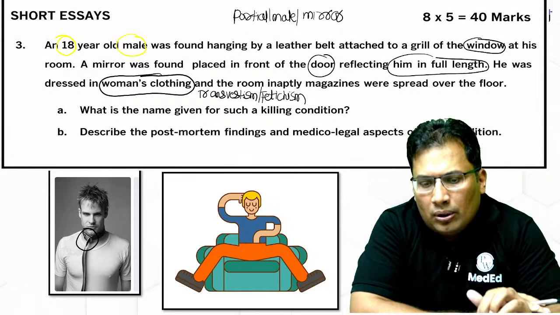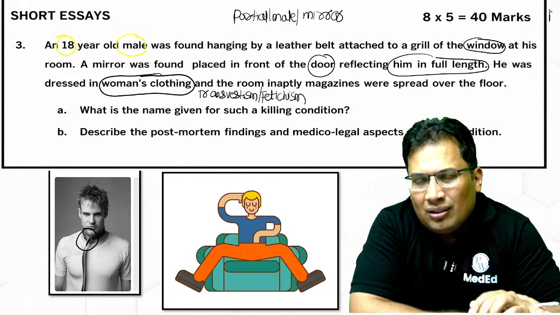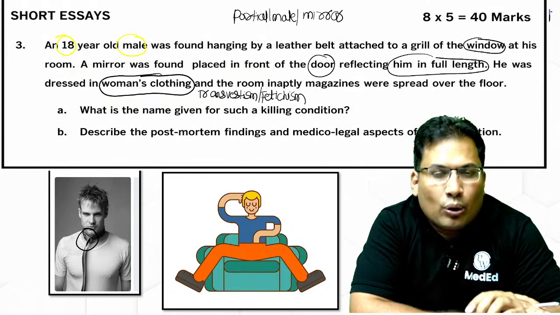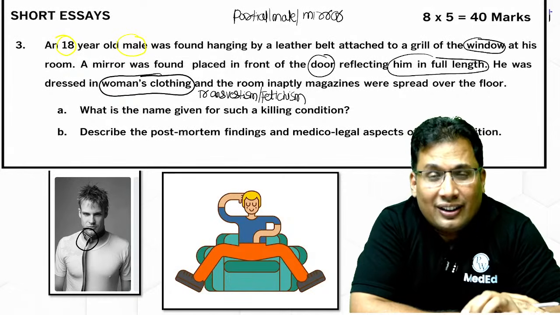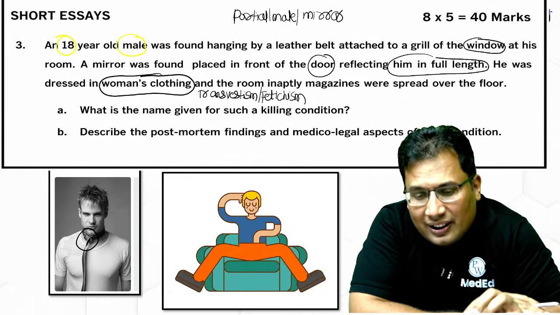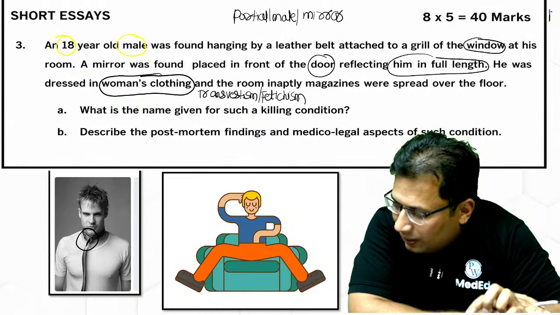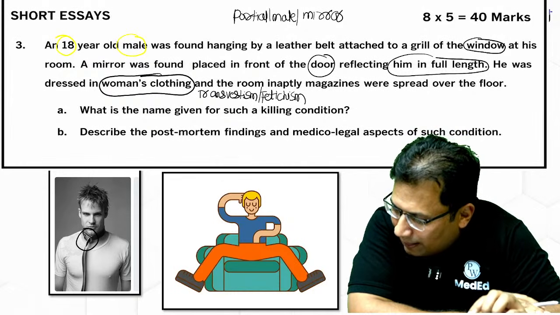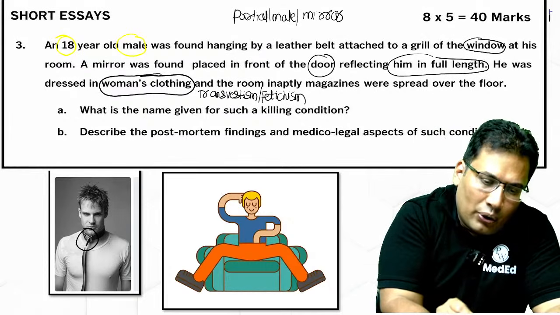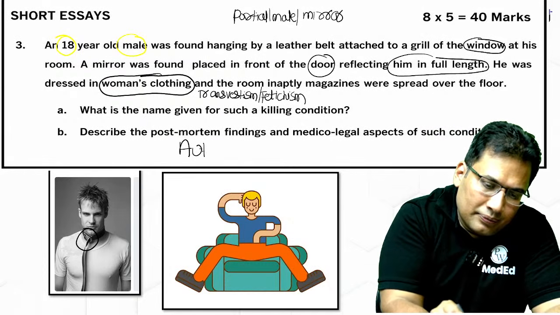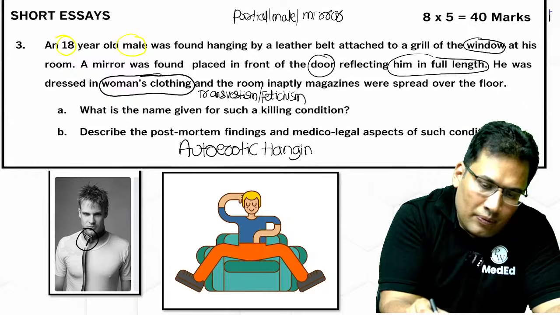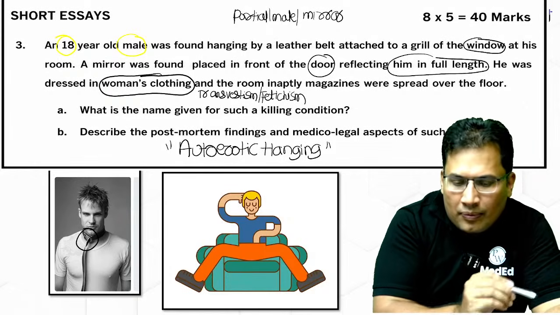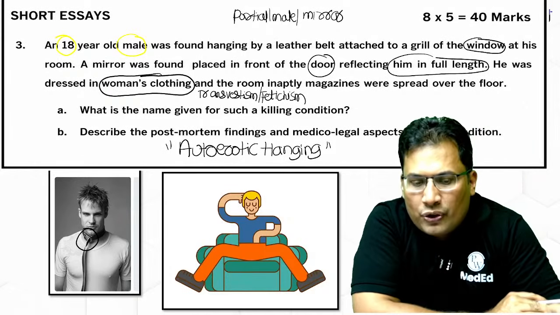The room shows some magazines spread over the floor. What is the name given to such a killing condition? Describe the postmortem findings and medico-legal aspects of such a condition. So this is basically a case of autoerotic hanging. What are the key features?